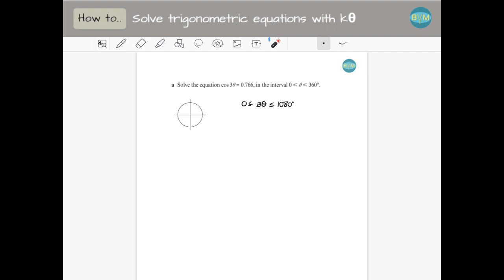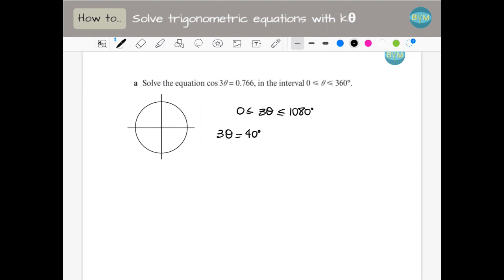With the calculator, I'm just going to do cos minus 1 of 0.766. If you do that, the first 3 theta that you find is going to be 40 degrees. Yeah, 40 degrees is my first solution. I need to find all of the others that are between 0 and 1080. So 40 degrees will be something like around here.